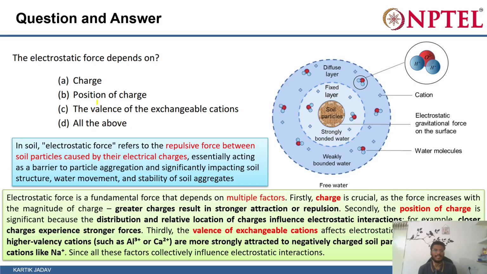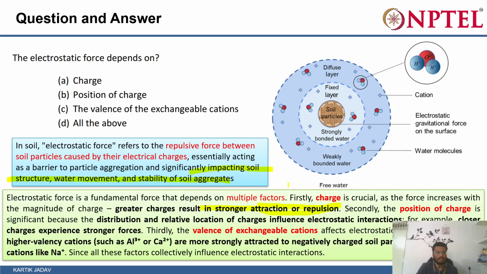So in soils, we know that electrostatic force refers to the repulsive force between soil particles caused by their electrical charges, essentially acting as a barrier to particle aggregation and significantly impacting soil structure, water movement, and stability of soil aggregates. It depends on multiple factors. Firstly, charge is crucial as force increases with the magnitude of charge. So the greater the charge, the stronger the attraction or repulsion.